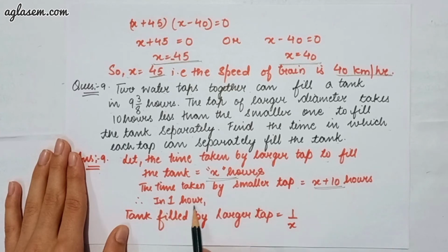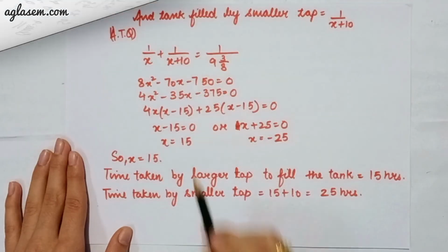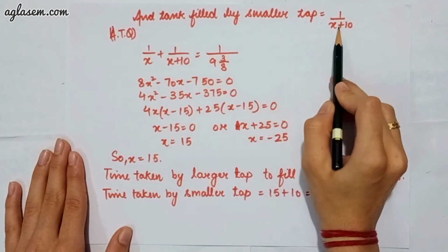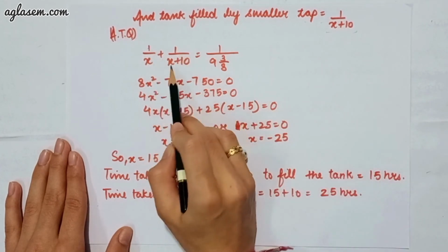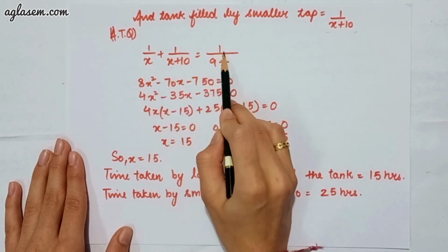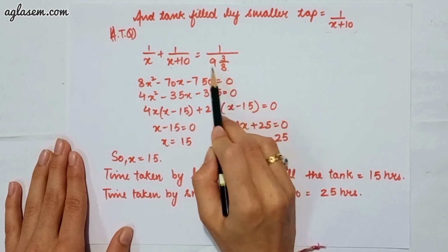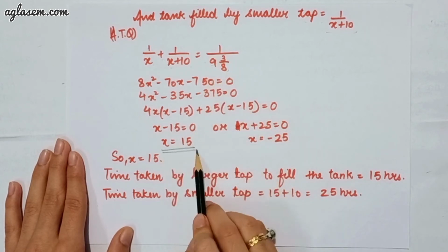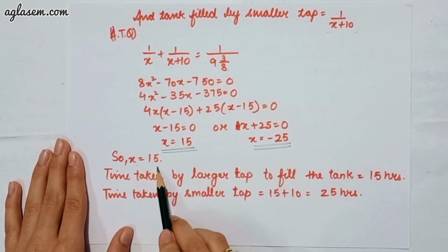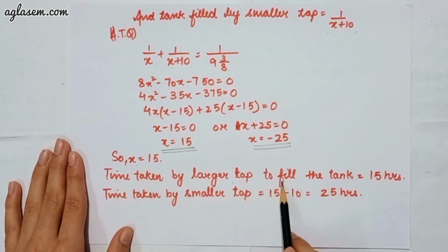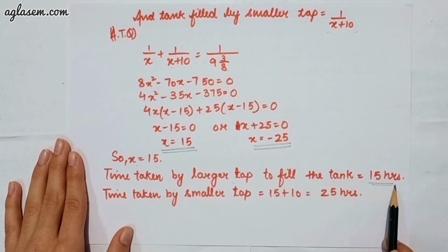So therefore in 1 hour, the tank filled by the larger tap is 1 upon x, and the tank filled by the smaller tap is 1 upon x plus 10. Therefore 1 upon x plus 1 upon x plus 10 is equal to 1 upon 9 into 3 upon 8. Solving it, we will get x as 15 and x as minus 25. Therefore, x is equal to 15, and the time taken by the larger tap to fill the tank is 15 hours. And the time taken by the smaller tap is 15 plus 10, that is 25 hours.